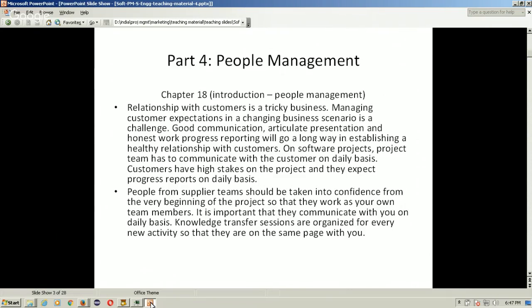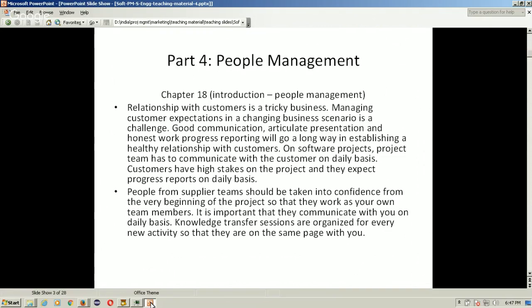Relationship with customers is a tricky business. Managing customer expectations in a changing business scenario is a challenge. Good communication, articulate presentation, and honest work progress reporting will go a long way in establishing a healthy relationship with customers. On software projects, the project team has to communicate with the customers on a daily basis. Customers have high stakes on the project and they expect progress reports on a daily basis.